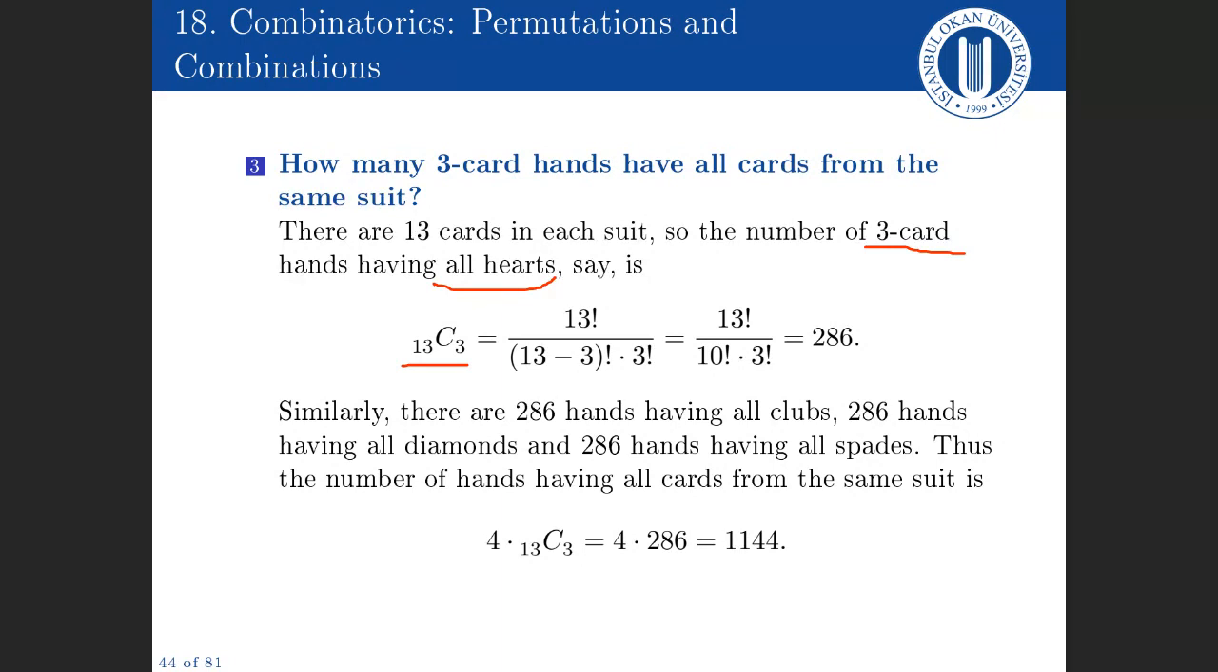But then there are also 286 hands which have all clubs, 286 hands which have all diamonds, and 286 hands which have all spades. Add these together, 286 plus 286 plus 286 plus 286, or 4 multiplied by 286. That gives us the answer 1,144.